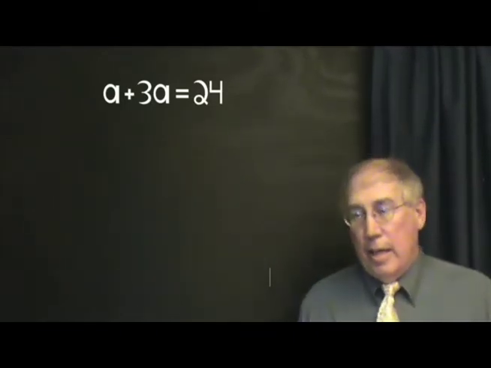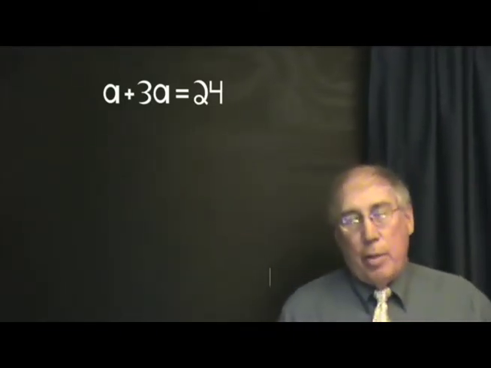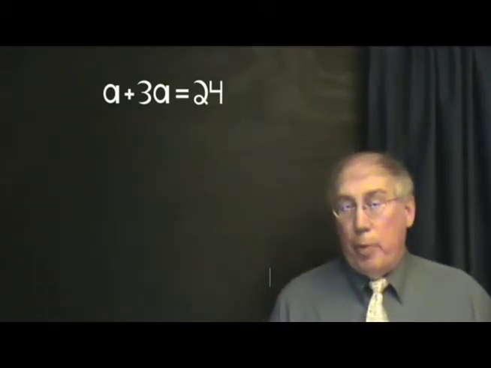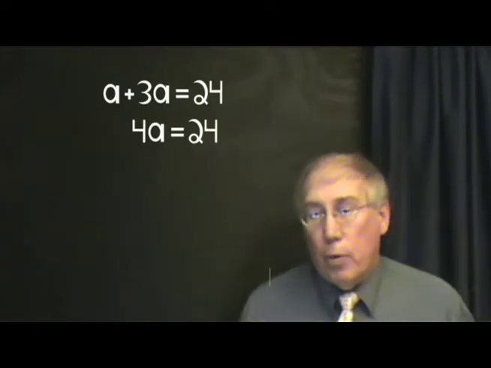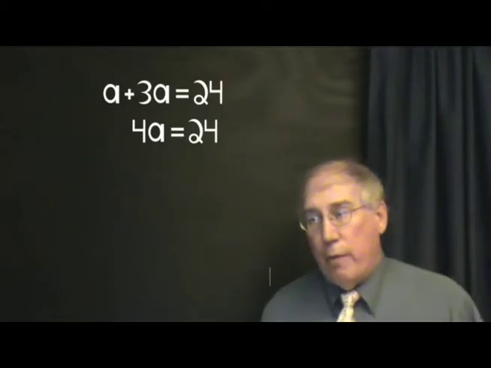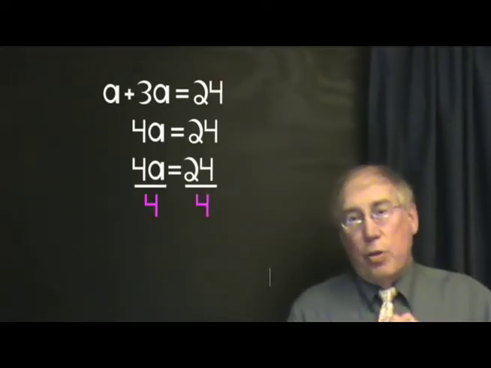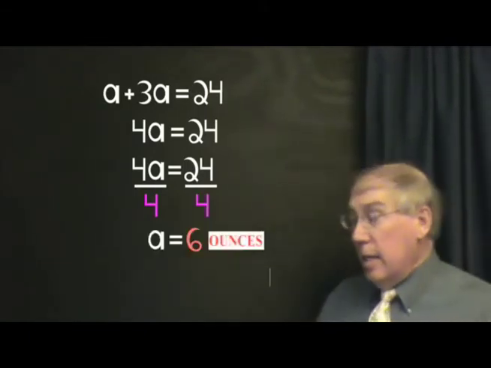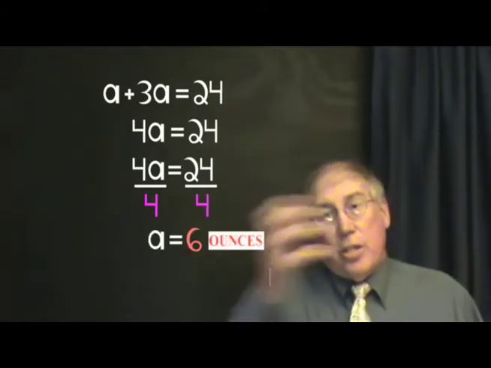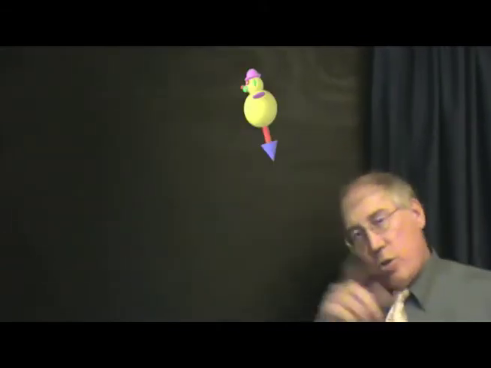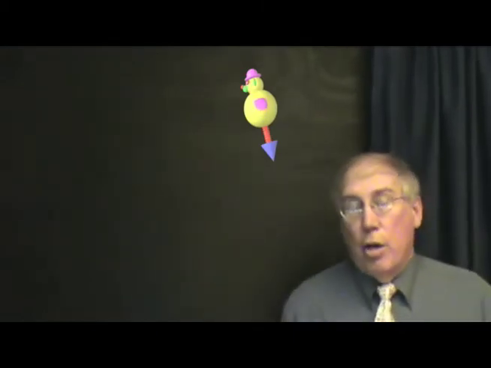Let's let A represent the amount of sunflower seeds, then 3A represent the amount of pumpkin seeds, and it totals up to 24 ounces. So A plus 3A is 4A, and that equals 24. And then let's divide through by 4, and we'll find out that A equals 6 ounces. That's the amount of sunflower seeds. And then go 3 times that and get 18 ounces for number of pumpkin seeds.